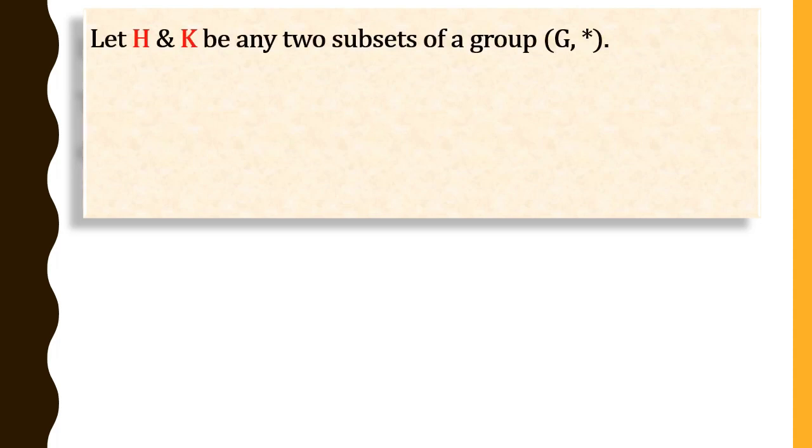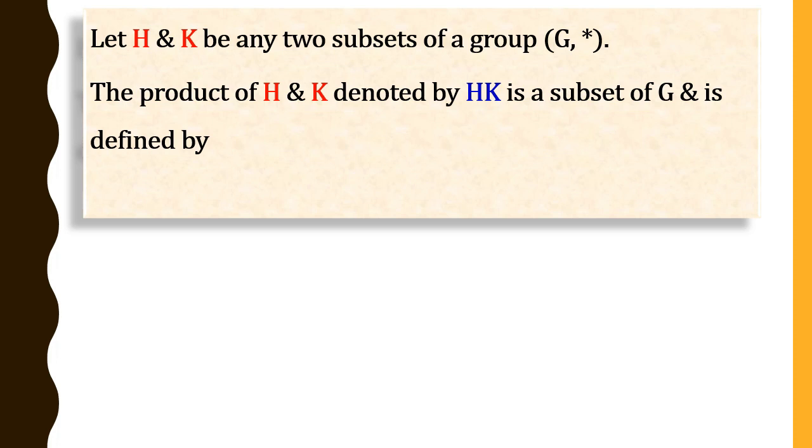Let us consider H and K to be any two subsets of a group G star. Then their product, denoted by HK, is a subset of G, and it is defined as HK, the set of all elements of the form hk, where h belongs to H and k belongs to K.